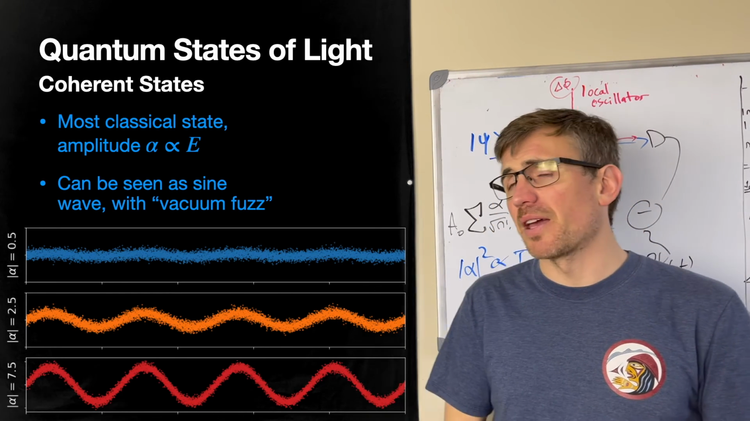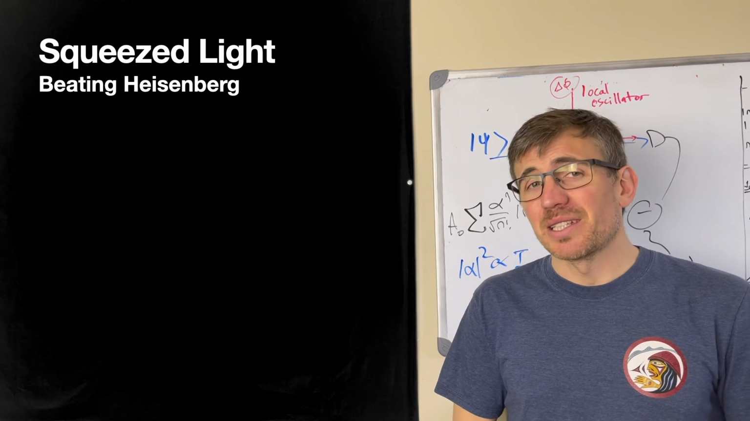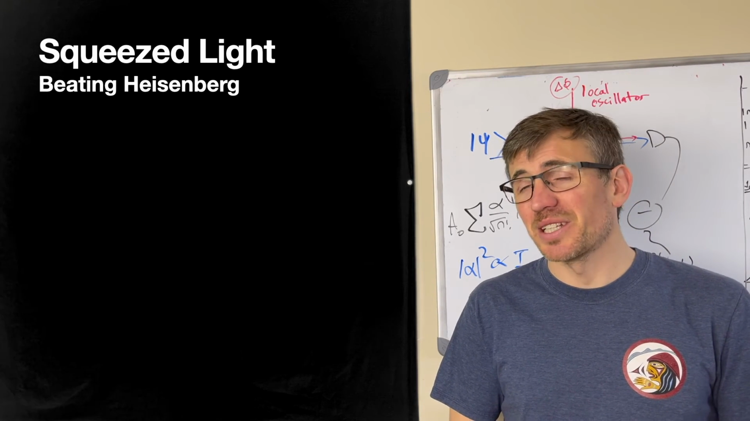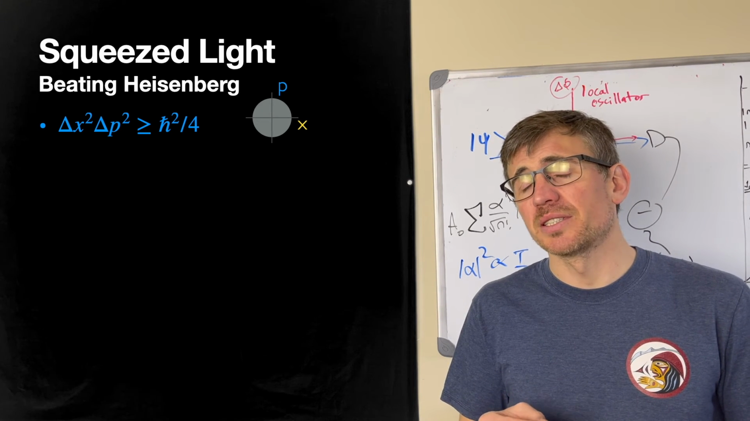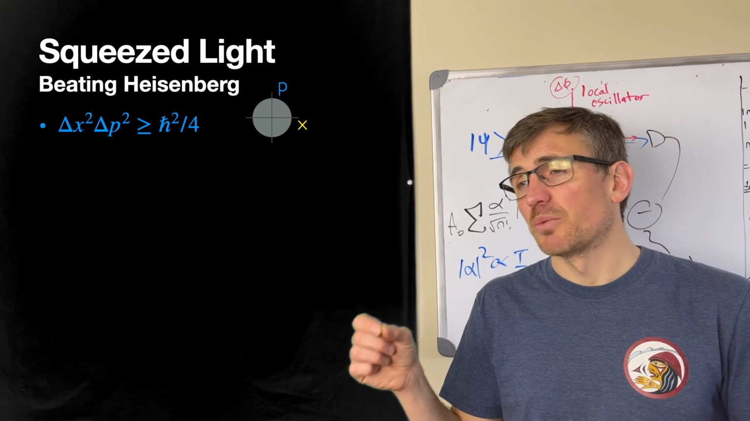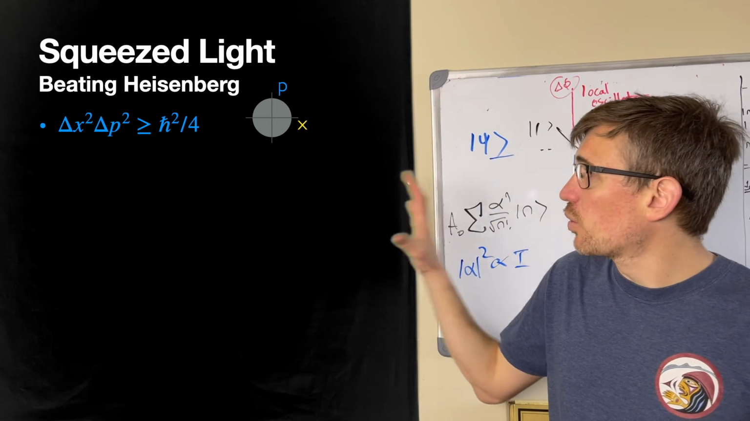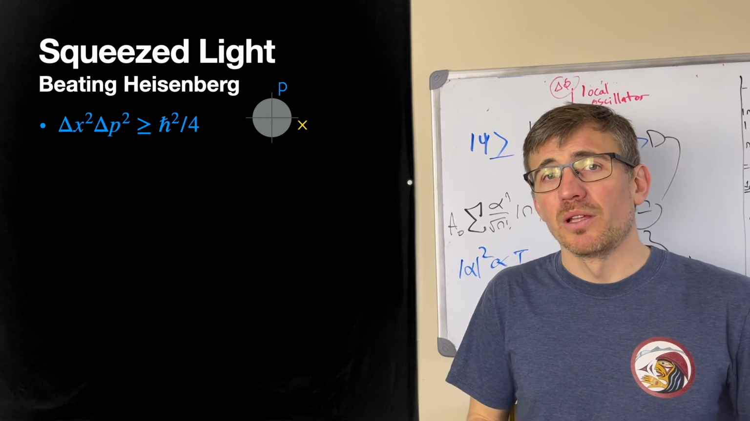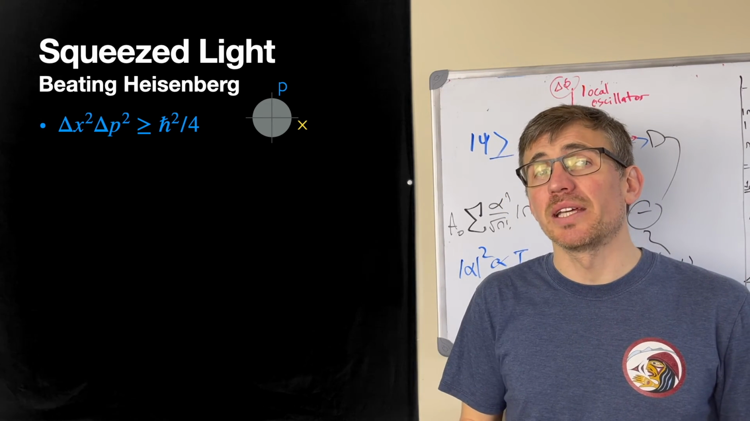One more interesting thing that I want to talk about, and we'll wrap it up then, is squeezed light. Squeezed light is very cool. So the Heisenberg uncertainty principle told us that the product of the variance in x and the variance in p was greater than or equal to h bar squared over 4. It's an inequality, and it's not an inequality in a variable, it's an inequality in a product.